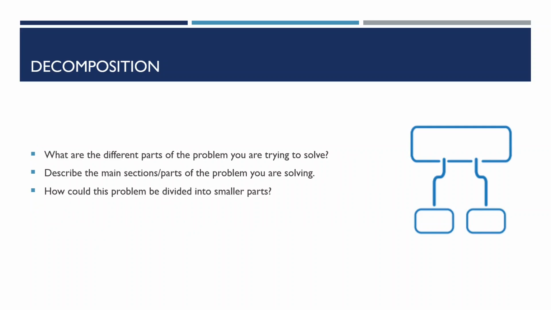So when we decompose a problem, we really want to ask some questions. What are the different parts of the problem we're trying to solve? We want to break the problem down. What are the key aspects of the problem? What sections or things can I think about individually? And we want to describe those sections, and then think about how we can break them down into smaller parts.